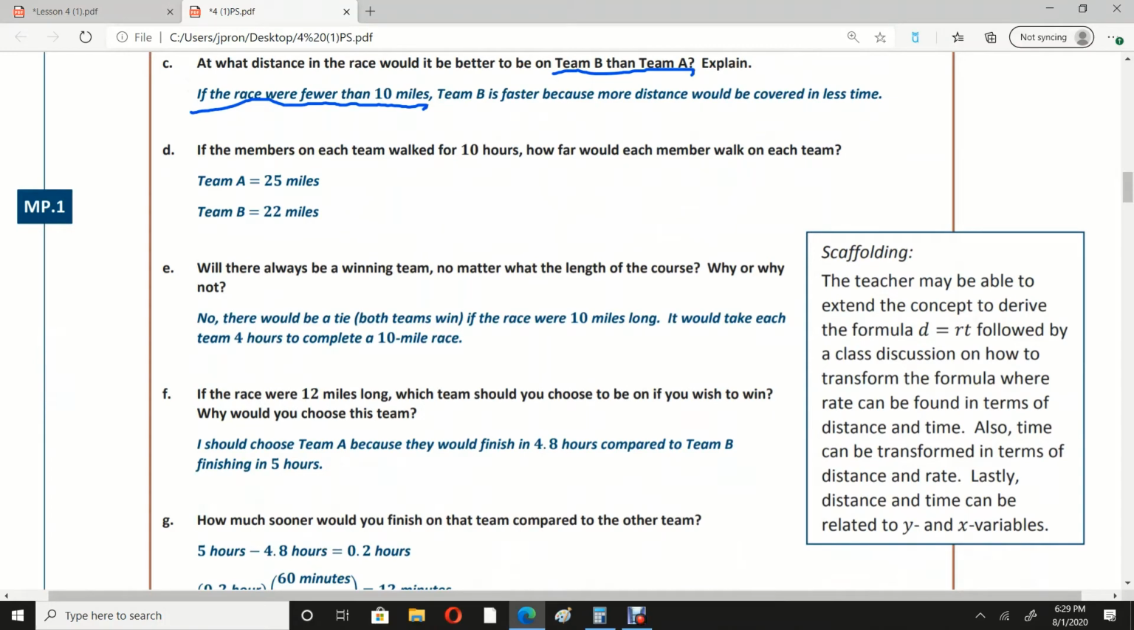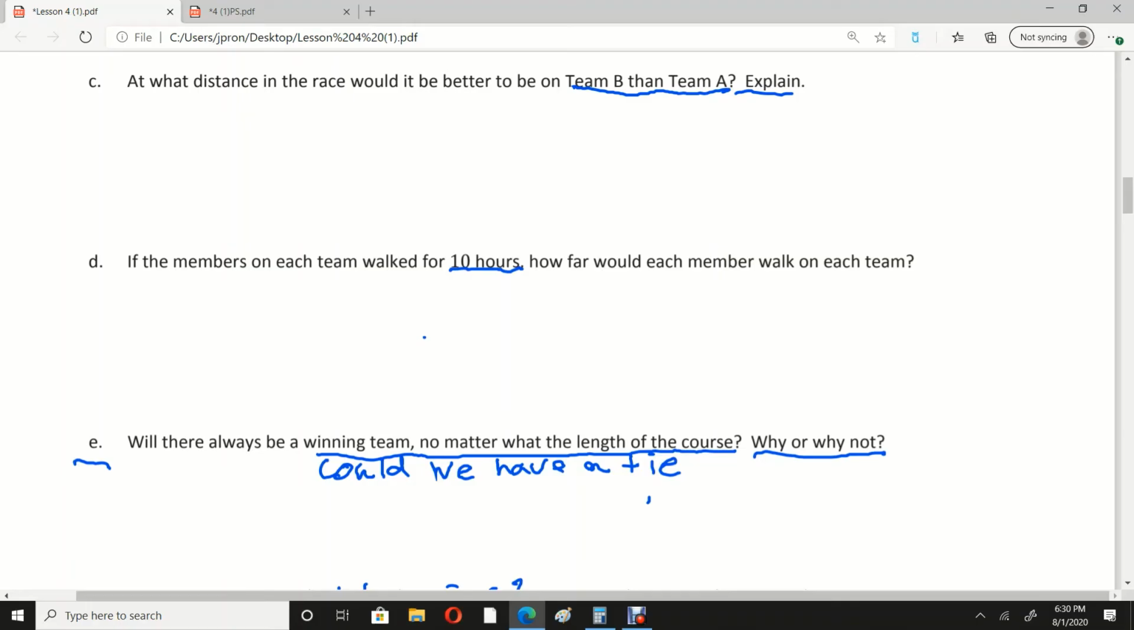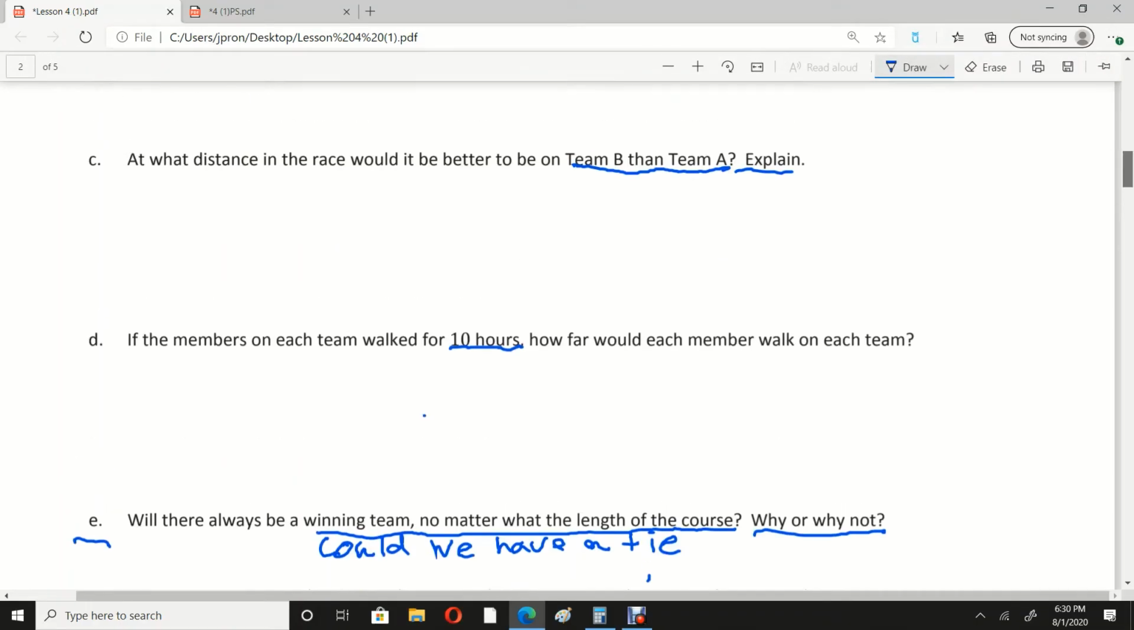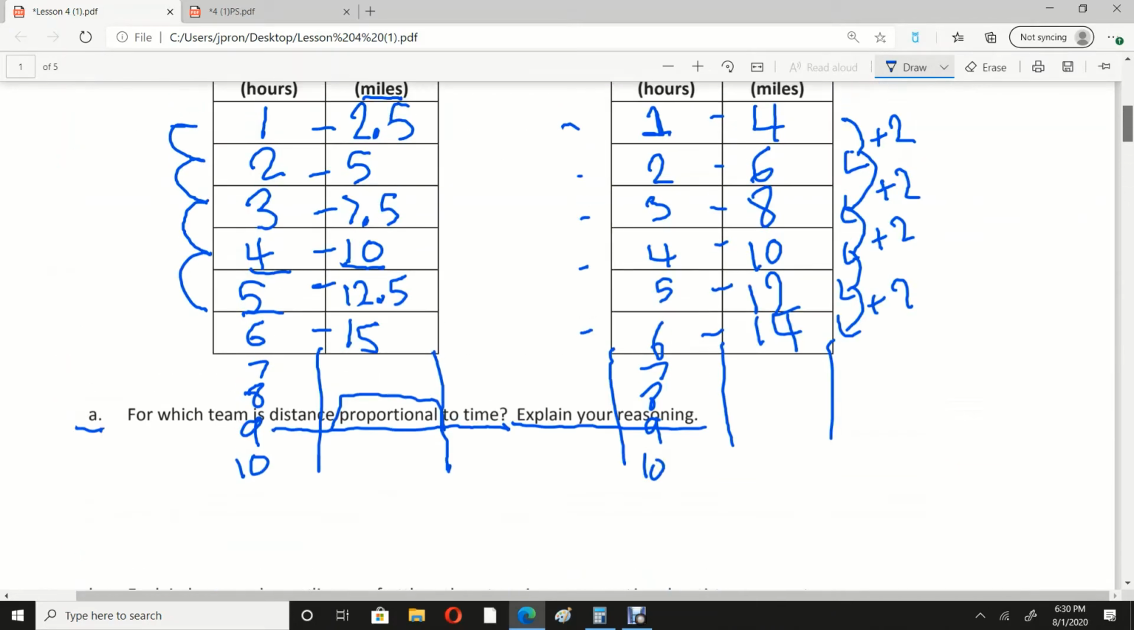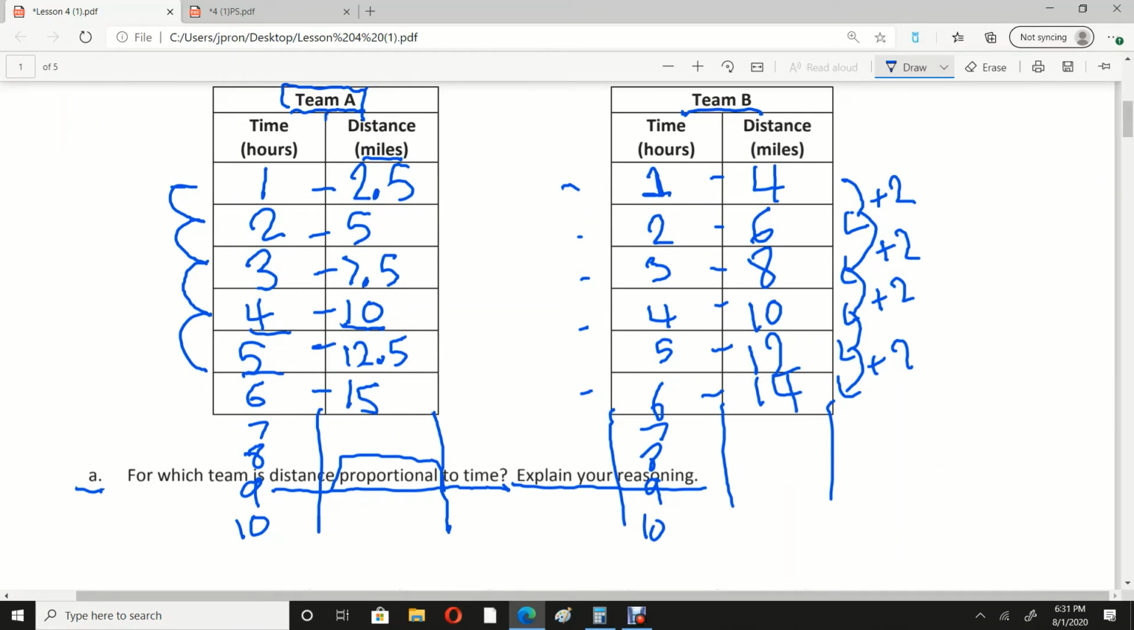Part D, if members on each team walk for 10 hours, how far would each member walk on each team? Okay, so the question is, how far would each team go in 10 hours, right? How far does each team go in 10 hours? Was that one of the questions that I had asked over here? I don't remember. That was this one. And remember, we talked about maybe you want to build a little bit longer of a table so you can fit all this in, right?